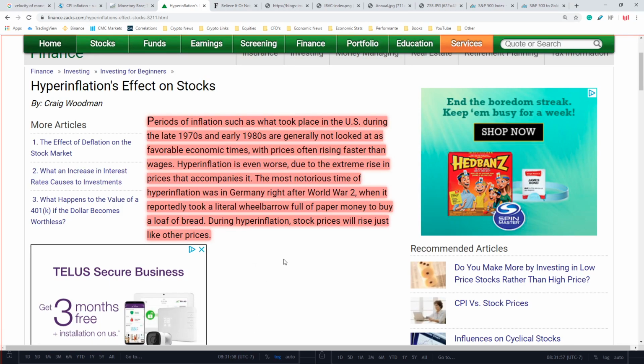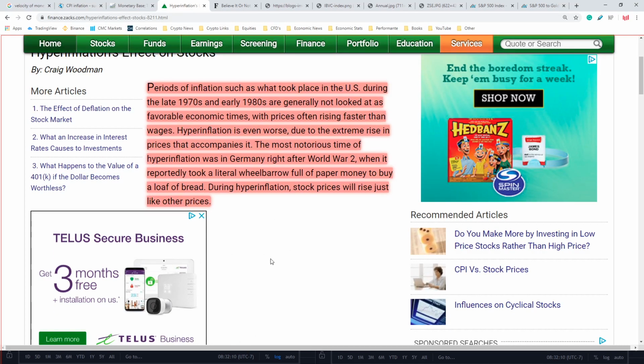So periods of inflation, such as what took place in the US during the late 1970s and early 1980s, are generally not looked at as favorable economic times, with prices often rising faster than wages. Hyperinflation is even worse due to the extreme rise in prices that accompanies it. The most notorious time of hyperinflation was in Germany right after World War II, when it reportedly took a literal wheelbarrow full of paper money to buy a loaf of bread.